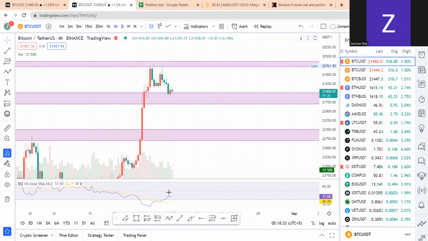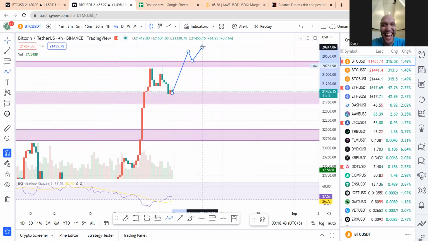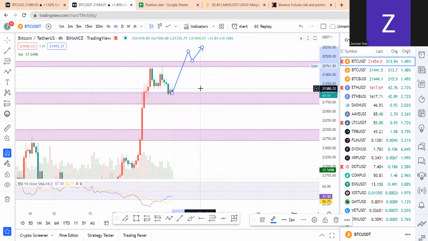Okay, boys, actually we'll be going long. We'll wait for breaking this resistance. We'll wait for the retest, and then our TP will be 15K.